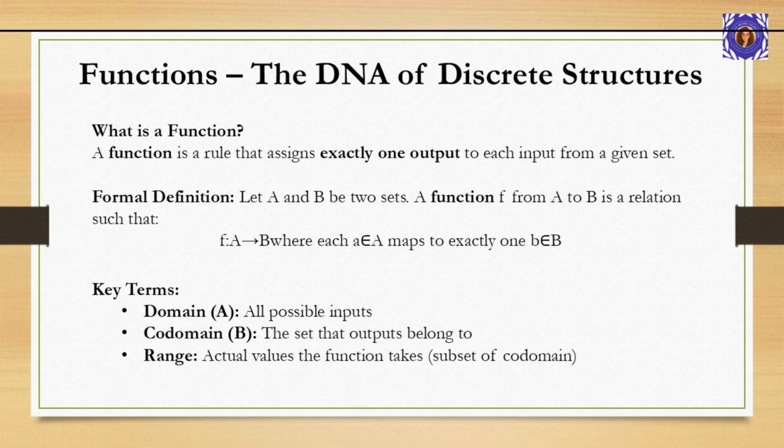Domain. This is the set of all possible inputs. Think of it as all the valid coins and selection codes for our vending machine. Codomain. This is the set that all outputs must belong to. It's like all the possible items that could theoretically be in our vending machine. Range. This is the subset of the codomain that contains only the actual values our function produces. If our vending machine only has chips and sodas, but no candy, then candy isn't in the range even though it might be in the codomain.